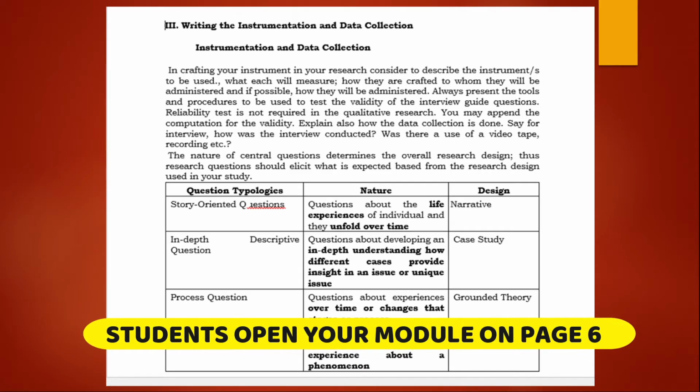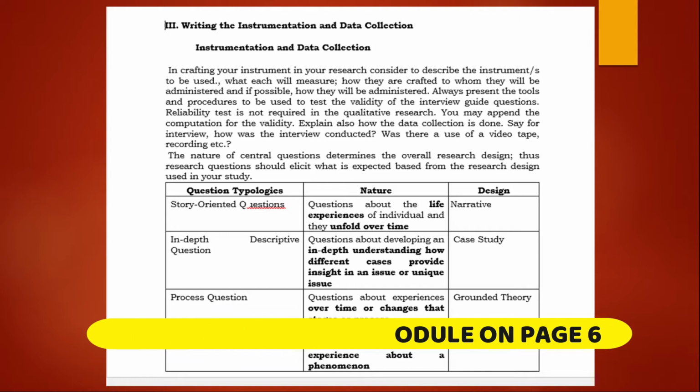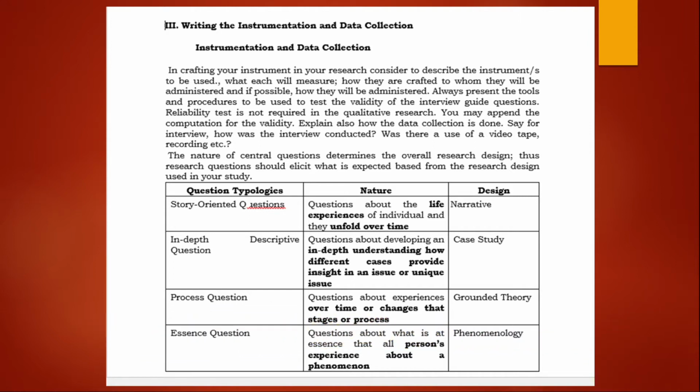Guide questions are: number 1, where to source the data, or where can we find the information that we need? And number 2, how many selection are we going to use from the total population? For this step, you can use the following question typologies.